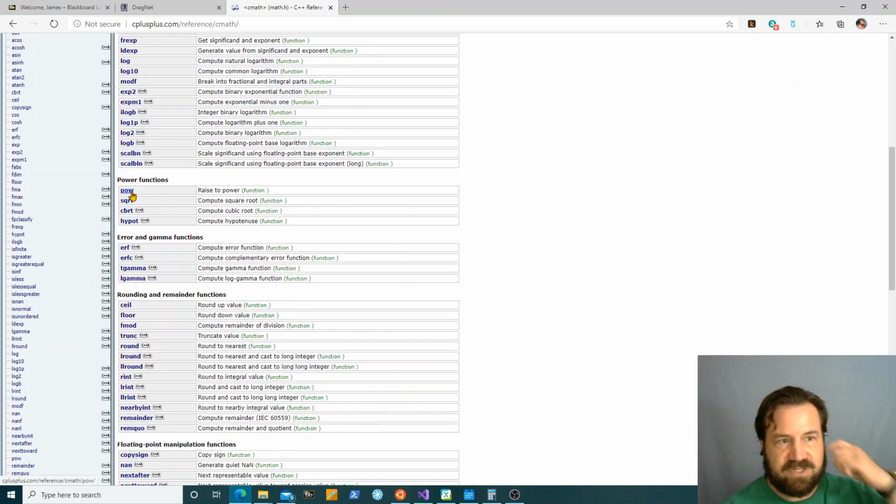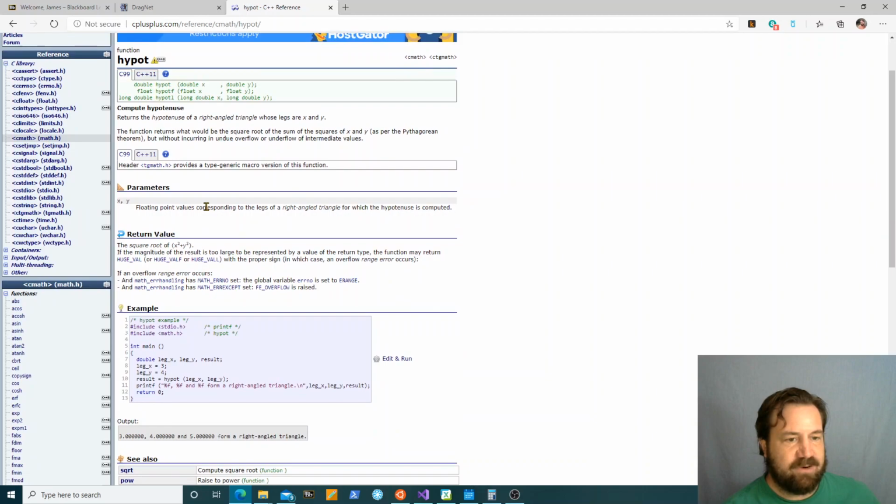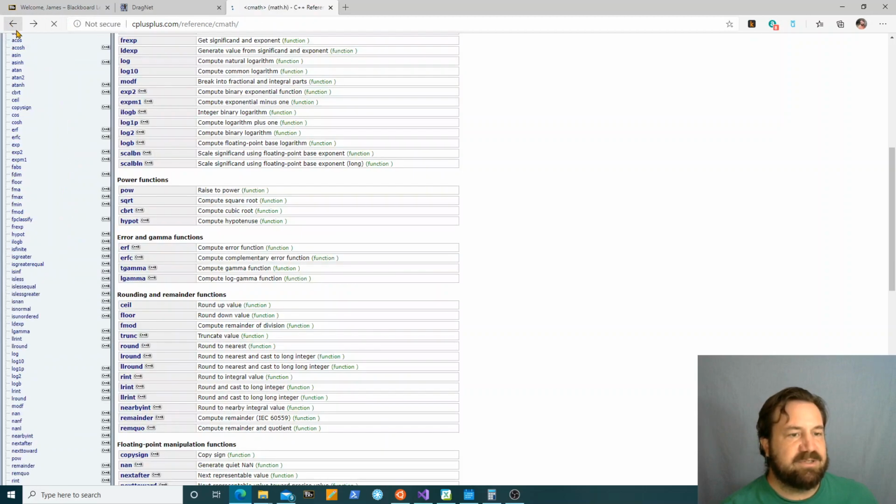There's the power function we just did, square root, cube root. There's a hypotenuse function. You'd be amazed at how many times in doing engineering math you have to do the Pythagorean theorem. This has a more precise way of calculating it than taking 2 squares and taking the square root of them. So you can get the hypotenuse of a triangle with sides x and y by calling hypot, H-Y-P-O-T.